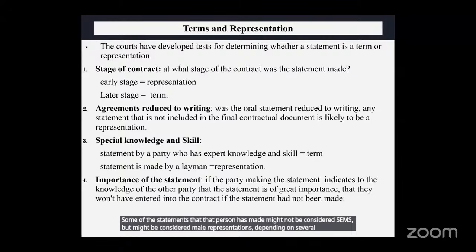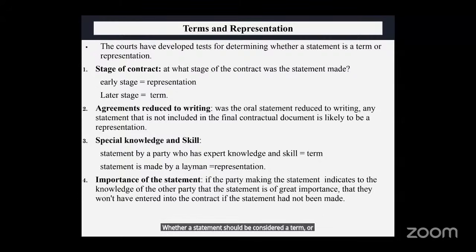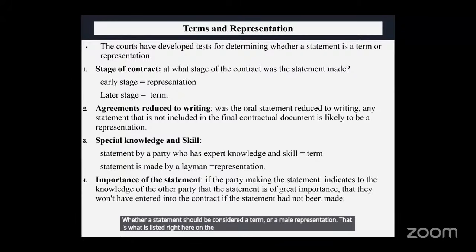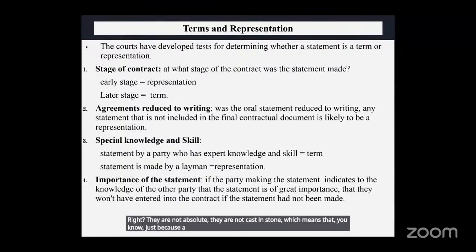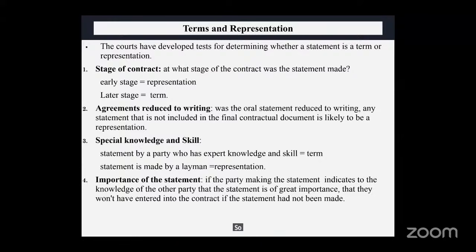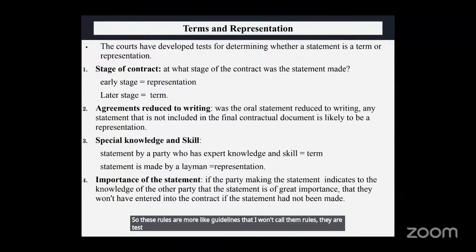So what are the circumstances or the factors that the courts usually use in determining whether a statement should be considered a term or a mere representation? That is what is listed right here on the screen from 1 to 4. It's important that I state now that these tests are not absolute, they are not cast in stone, which means that just because a contractual term seems to fall into one of them doesn't mean that the court must use these rules. So these rules are more like guidelines. I won't call them rules, they are tests. They help the court to determine whether to classify a statement as a term or a mere representation. And so the first one there is the stage of the contract.